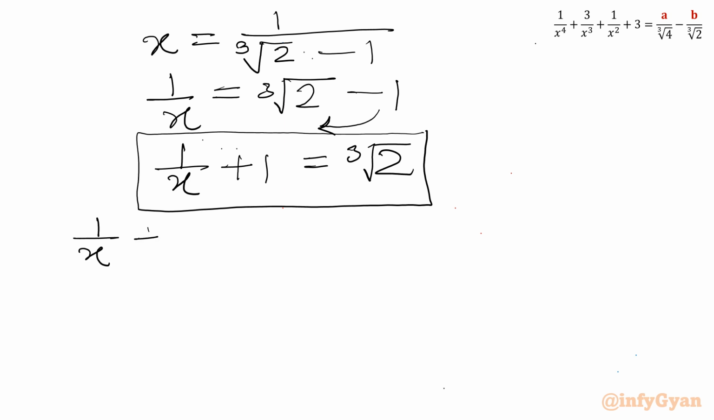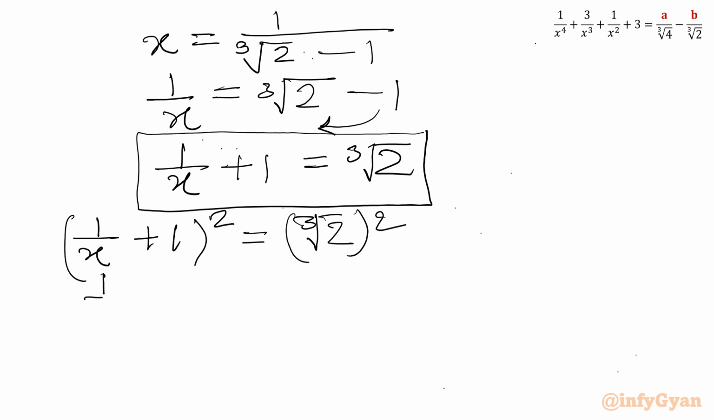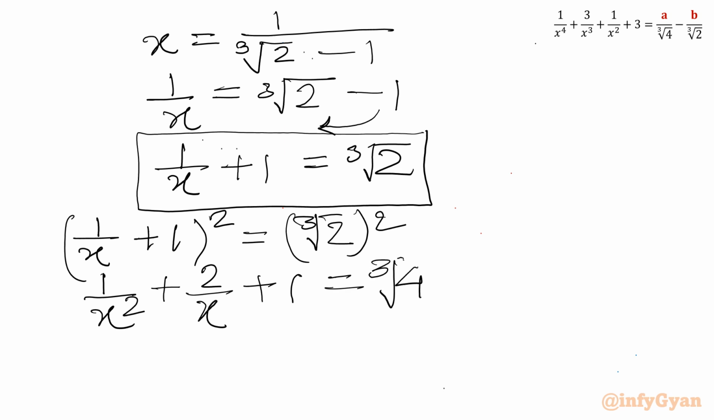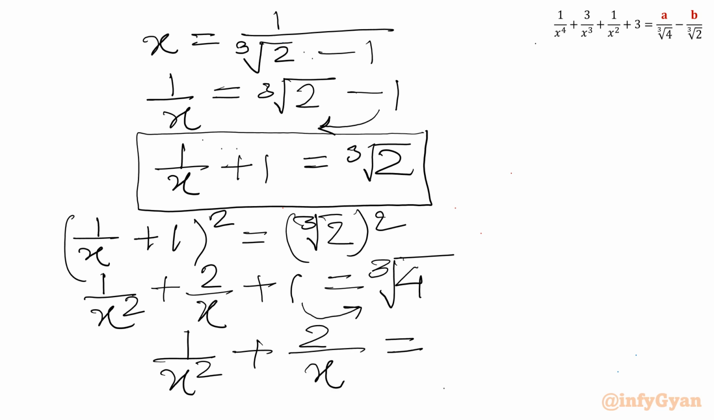Now I will consider squaring of this equation. 1 over x plus 1 whole square equal to cube root 2 whole square. Let's apply the a plus b whole square formula. So we can write 1 over x square as a square, plus 2 over x as twice ab, plus 1 as b square, equal to cube root 4. Now I can take this minus 1 to the RHS. So 1 over x square plus 2 over x will be equal to cube root 4 minus 1.